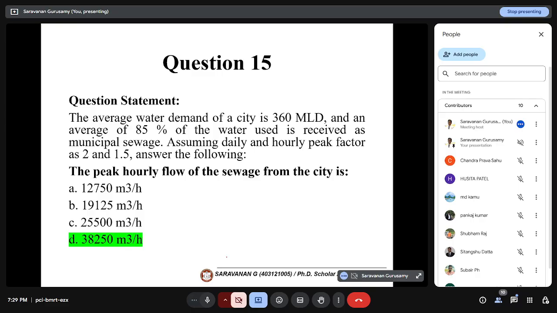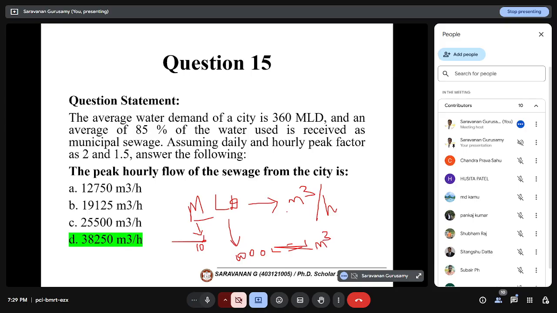You got it? So simple conversion, mld to meter cube per hour conversion. We need to know million is 10 power 6 and 1000 liters is 1 meter cube. And a day to hour, you know, 24 hours in a day. If you want meter cube per second, again multiply with 60 into 60. So this will come with the denominator. 24 into 60 into 60, you will get meter cube per second. Right? So those are the conversion factors.